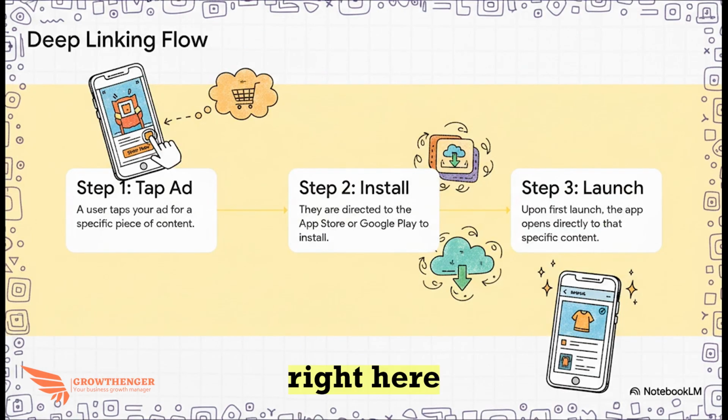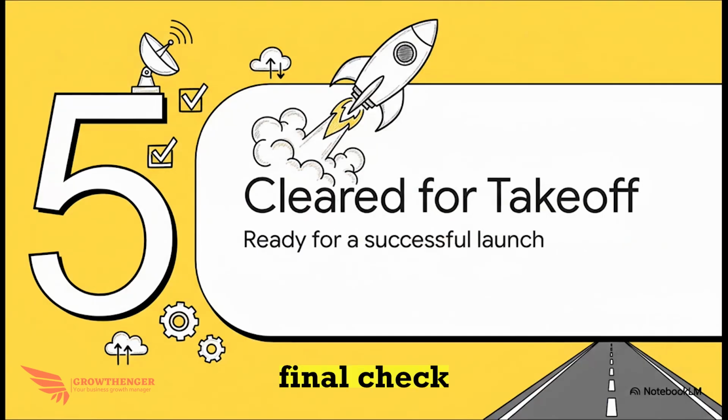And this flow right here shows the magic in action. A user taps an ad, they install the app from the store, and on their very first launch, bam, they land exactly where they wanted to go. The system perfectly remembers their original intent through that entire installation process. It's pretty cool. And with that final check complete, our systems are all green across the board. Your app is now fully configured, it's verified, and it is officially cleared for takeoff.